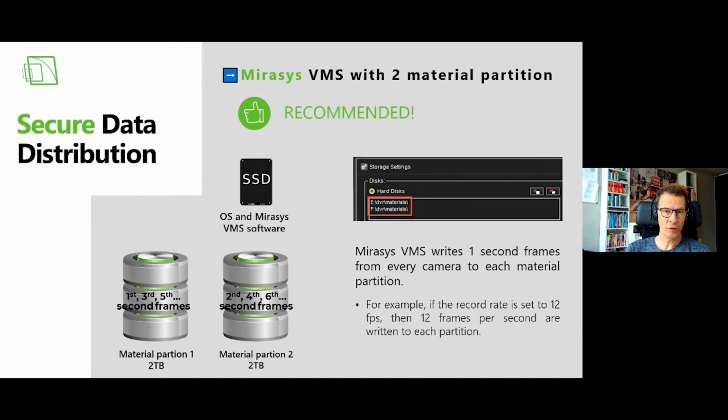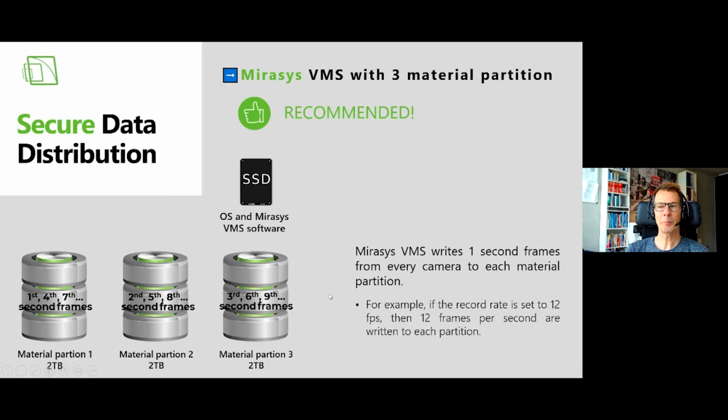If you have two partitions, two logical drives or two hard drives, then we do the following. As I said, we split each stream of each camera into different parts. So the first second's frames are stored in the first partition, the second second's are stored here, the third ones here, the fourth ones here. We are jumping between two hard disks and splitting the stream into these portions. We can do this also with three partitions. Then we do the same: the first second here, the second here, the third here, and then we start again. So we are distributing this.